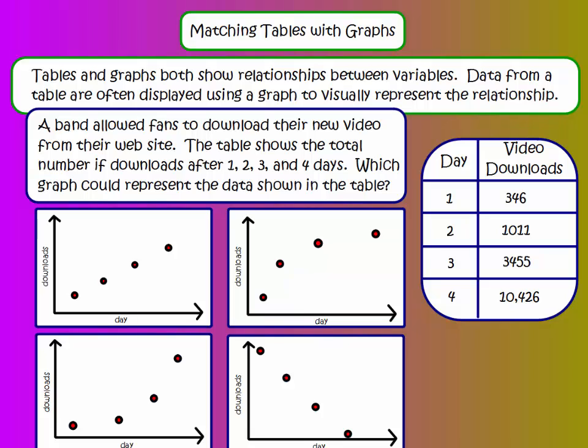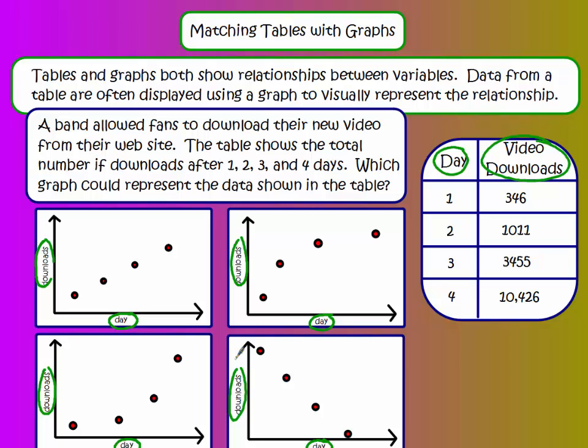So the first thing we want to realize is that we have two different categories. We have day and we have video downloads. So let's look at all of these graphs. If you notice, the bottom here is day on every single one of them. So as the days increase, from left to right. And then we have video downloads going up and down, so it says downloads here. And the downloads are increasing from bottom to top.